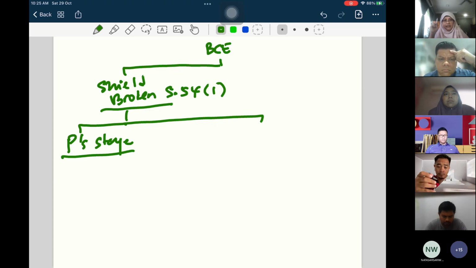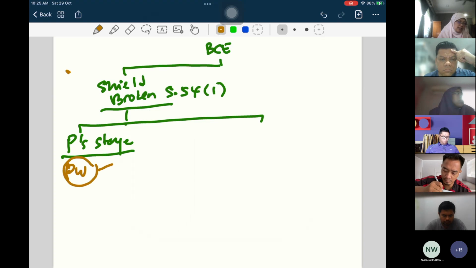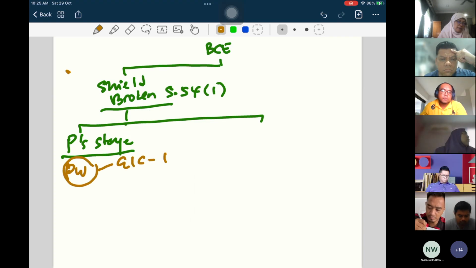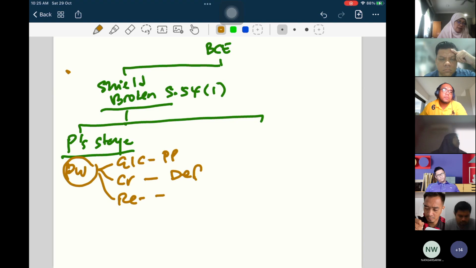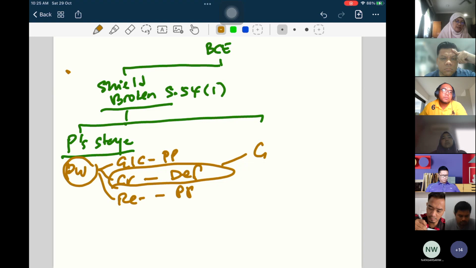Anyone have an idea? Sewaktu cross, you have PW who will undergo the examination in chief by the public prosecution, cross by the defense, re-examination by the public prosecutor. Masa cross, dia bawa good character evidence. Cakap apa? I put it to you that he is a good person. Contohnya, prosecution witness tu adalah dia punya PA.